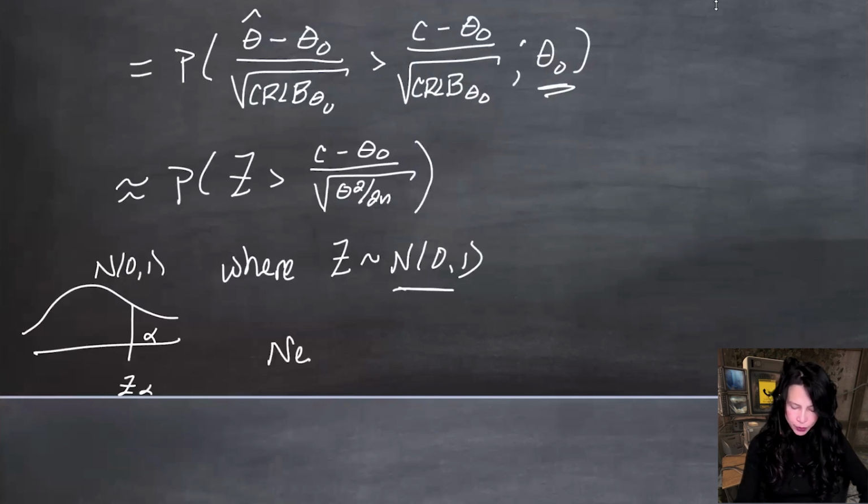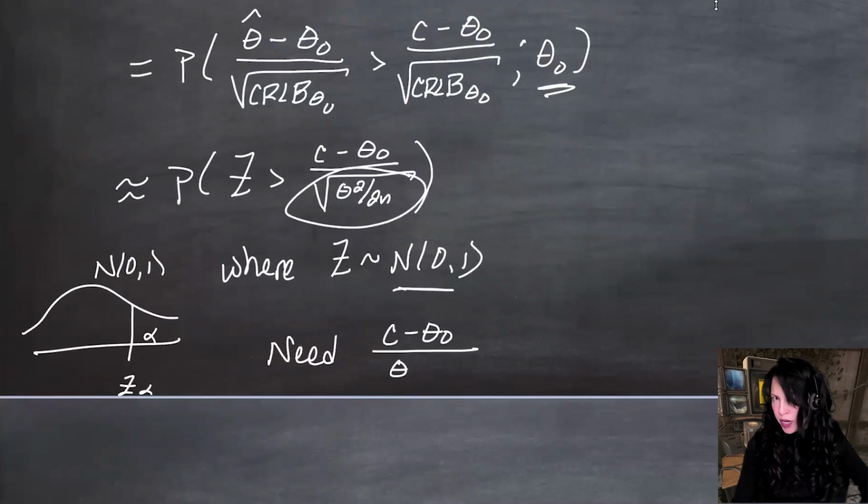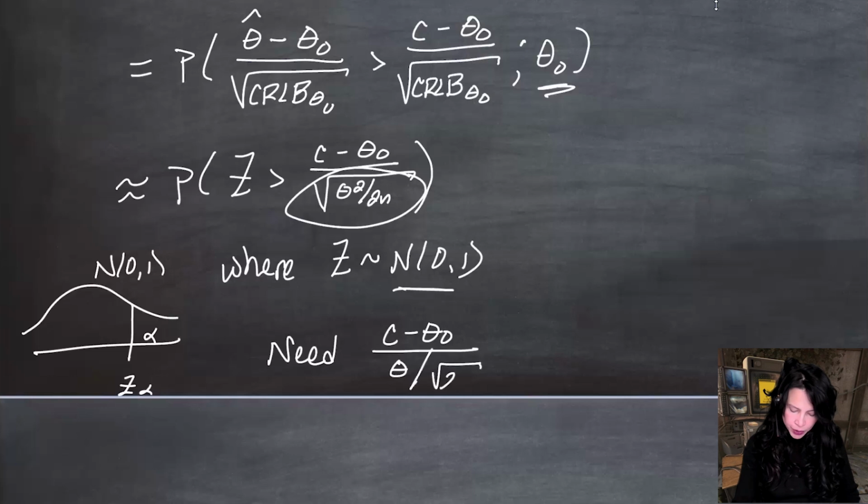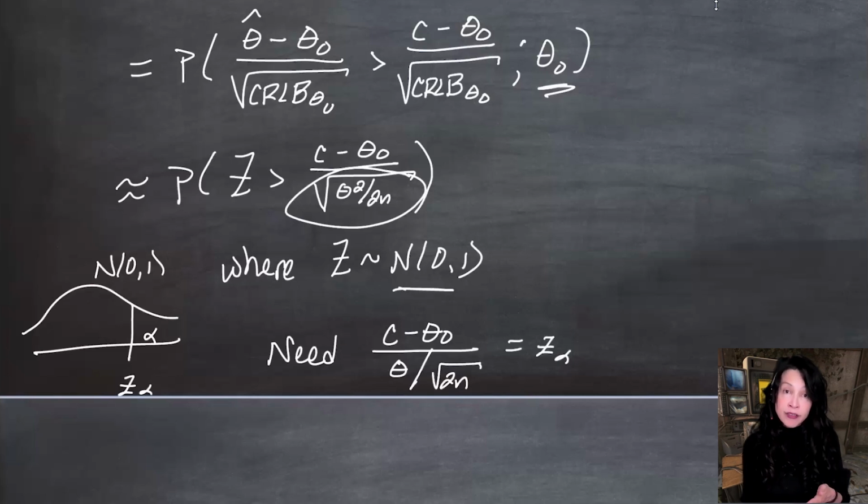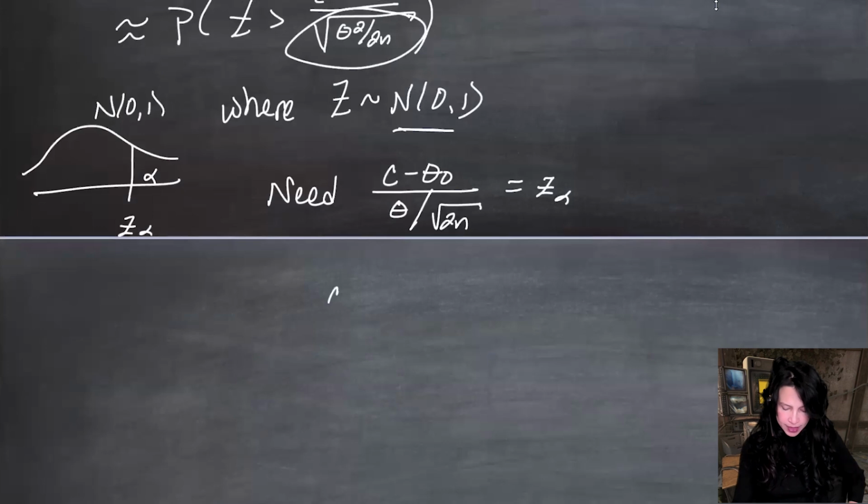So in this case, we're going to need c minus theta naught over, I'm going to go ahead and take the square root here. Theta, because it's a positive parameter, so you don't have to worry about a plus or minus, over the square root of 2n must equal this lowercase z sub alpha, the critical value that cuts off area alpha under the standard normal curve and to the right. So this means that C is theta naught plus Z sub alpha.